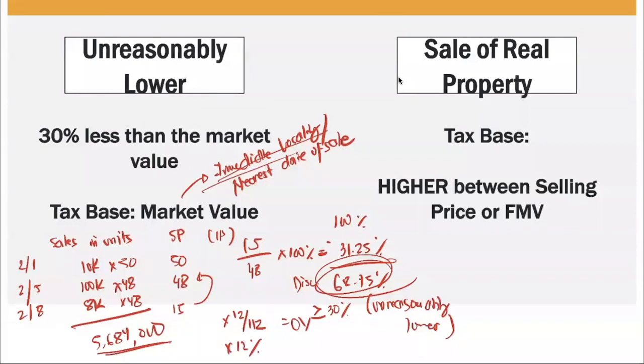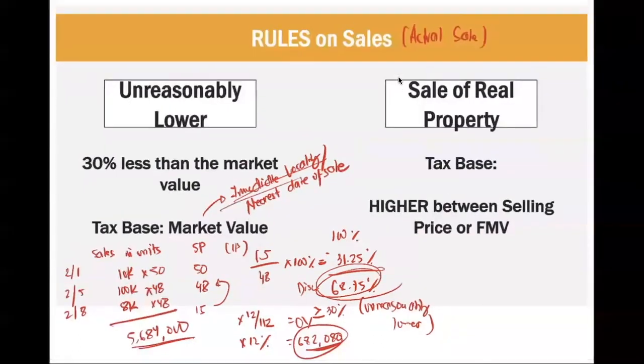For this case, let's assume that this selling price is not inclusive of VAT. Therefore, it is exclusive of VAT. Then we need only to multiply it by 12%. So our output VAT is 682,080. Okay?